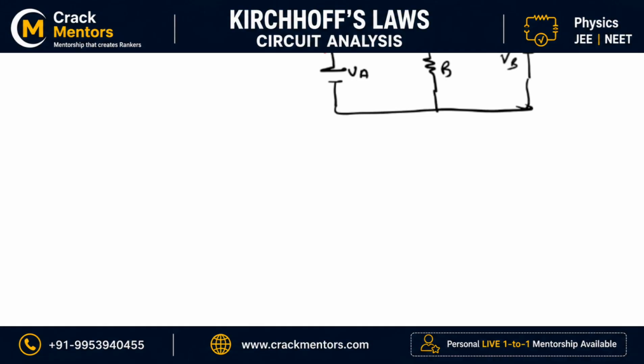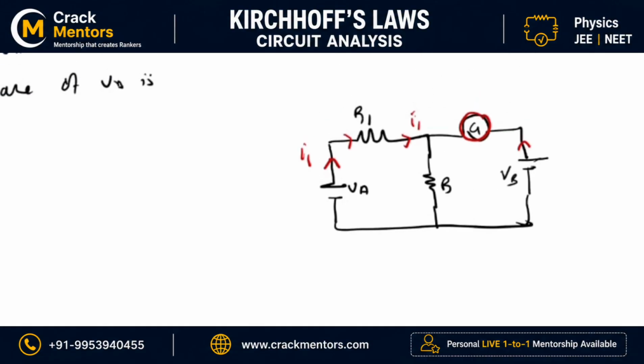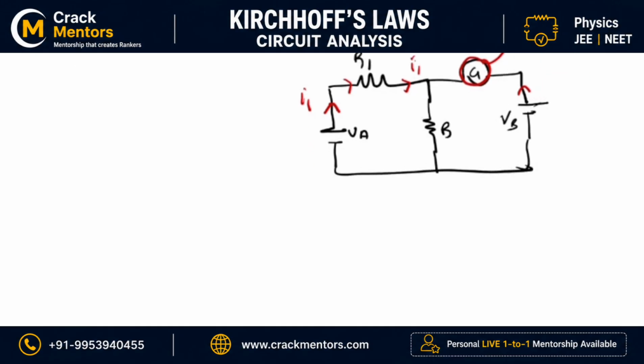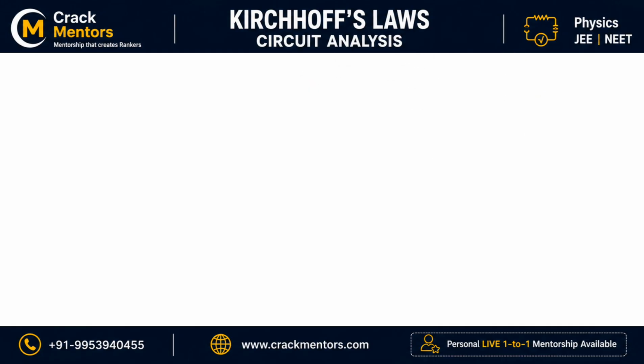What is the current through the galvanometer branch? If the galvanometer shows no deflection, that means the current passing through it is equal to 0. Therefore, 0 current will be passing through here. So the current going in the resistance R is I1 only. Let us make the loops. These are the directions of the loops. This is loop 1 and this is loop 2.